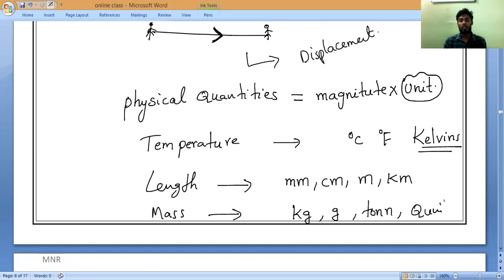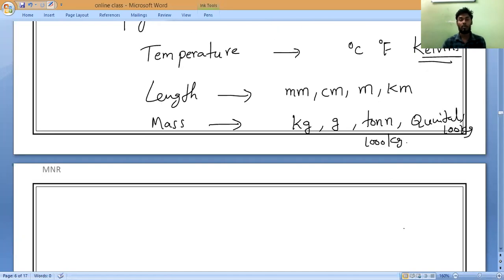Understand? Quintal means 100 kg. Ton means 1000 kg. That is what to remember. Or else, if we go to a gold shop, we can measure in milligrams. How can we measure? Milligrams.